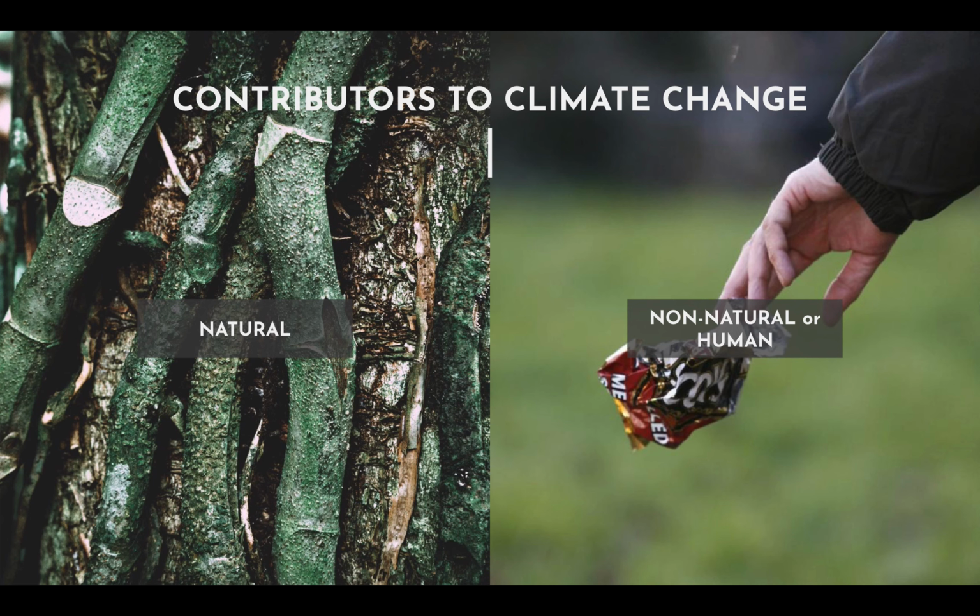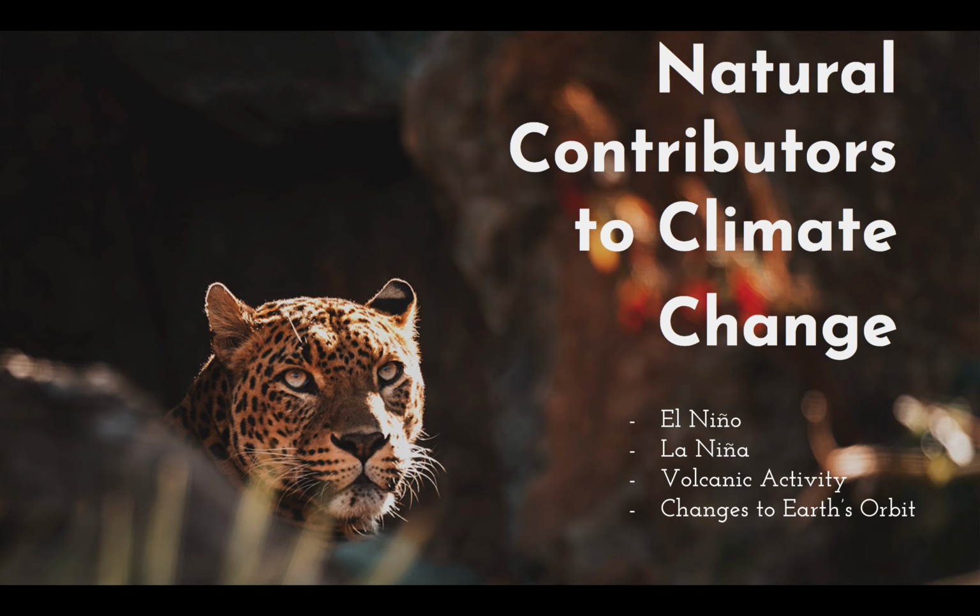So some contributors to climate change are natural, while others are non-natural or human in nature. Let's begin with the natural contributors. Natural contributors are natural processes or events that occur in nature that contribute to climate change. Some include ocean pattern changes like El Nino or La Nina. These are phenomena that happen seasonally or in their own seasons that we can measure. Other things include volcanic activity and variations in Earth's orbit that can also cause large-scale climate change or changes in weather, temperature, things like that.